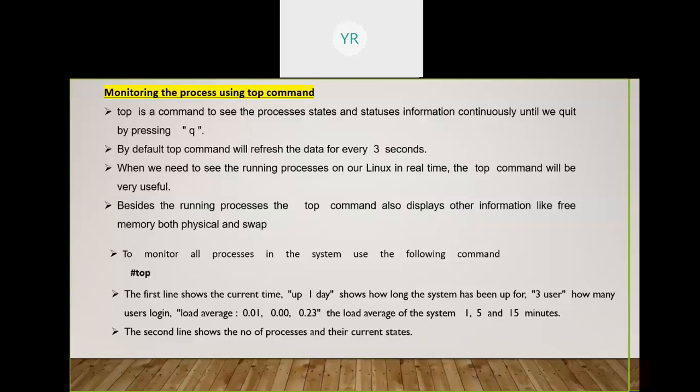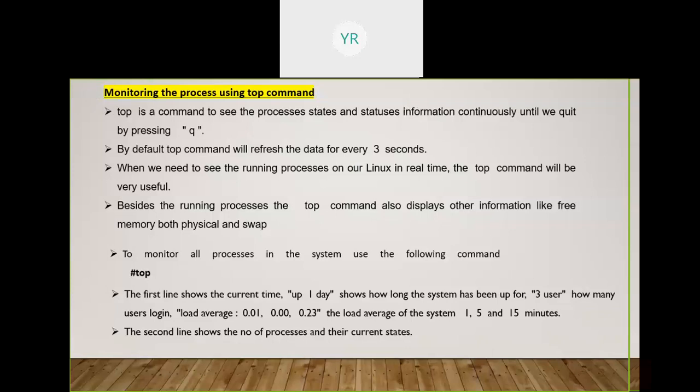With the ps command, we can see the snapshot of the processes that are running on the system. Whereas if you use the top command, we can see the dynamic information of the processes that are running on the system. It will refresh by default every 3 seconds. Of course, we can also set the refresh time.